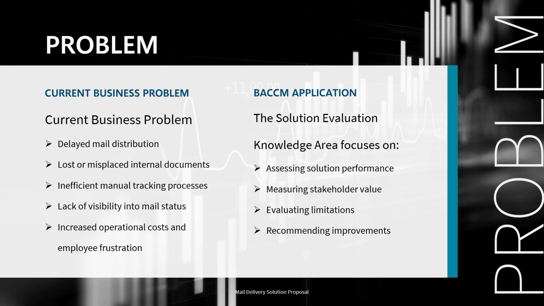objectives. The primary business problem identified at Widgets Inc. is the inefficient internal mail distribution process. The current process relies heavily on manual sorting, logging, and delivery procedures. As a result, mail is often delayed, difficult to track, and occasionally misplaced. These issues negatively impact employee productivity, accountability, and overall operational efficiency.